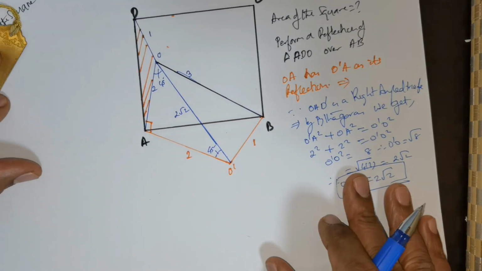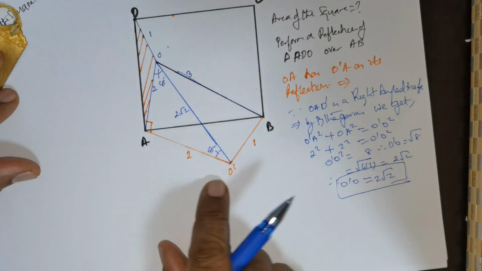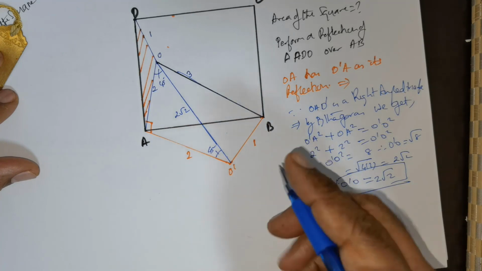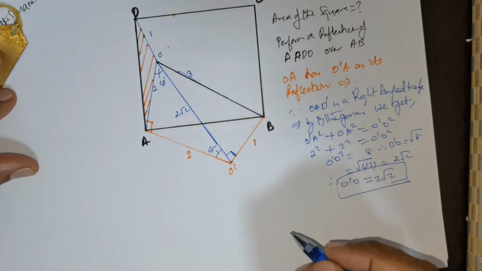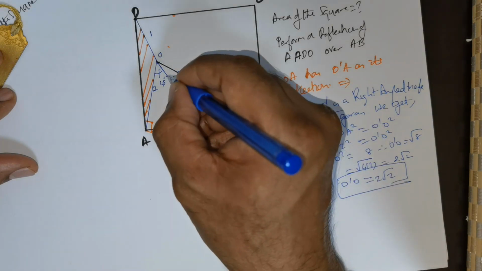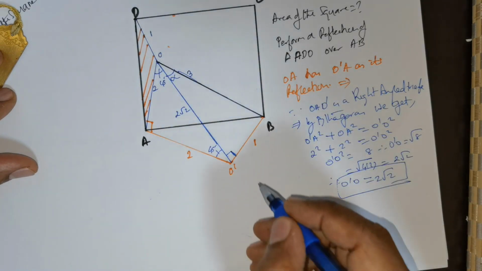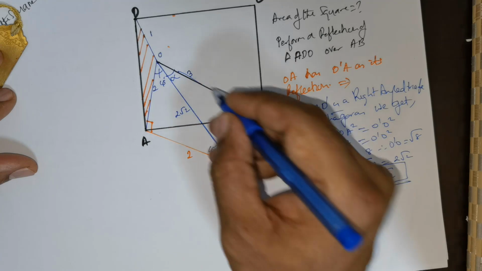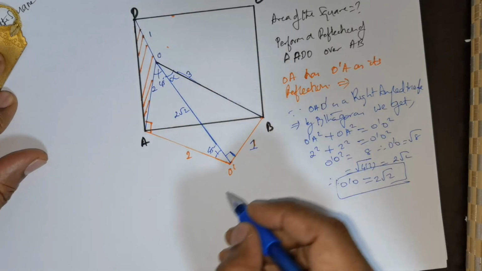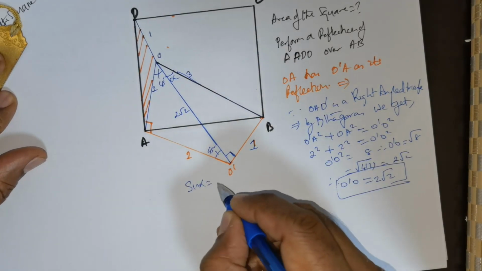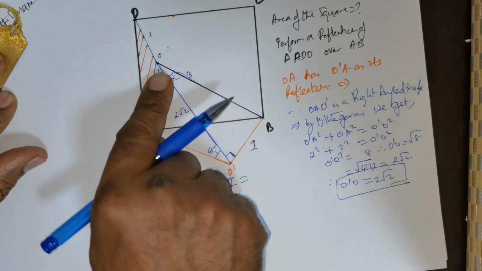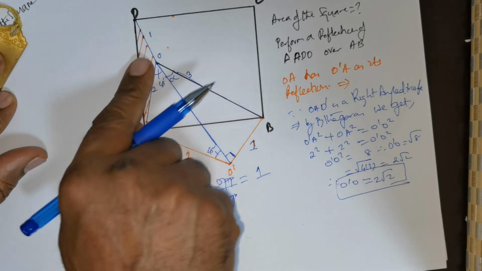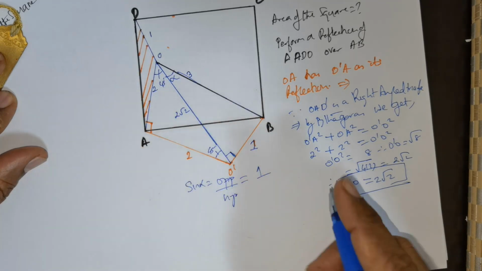Now consider O dash B. This is going to be 90 degrees. I take this as some alpha. I know this is 1 unit and this entire stretch is 3 units. So find out sine alpha. Sine alpha is opposite side by hypotenuse. My opposite side is 1 unit. My hypotenuse is going to be 3 units.